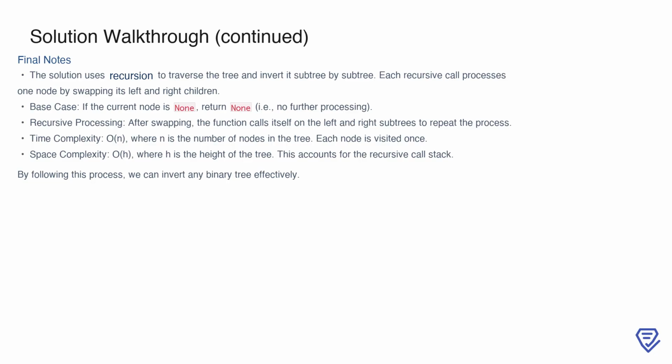The space complexity is O(h), where h is the height of the tree, as this accounts for the recursive call stack. By applying this technique, we can efficiently invert any binary tree, regardless of size or complexity.